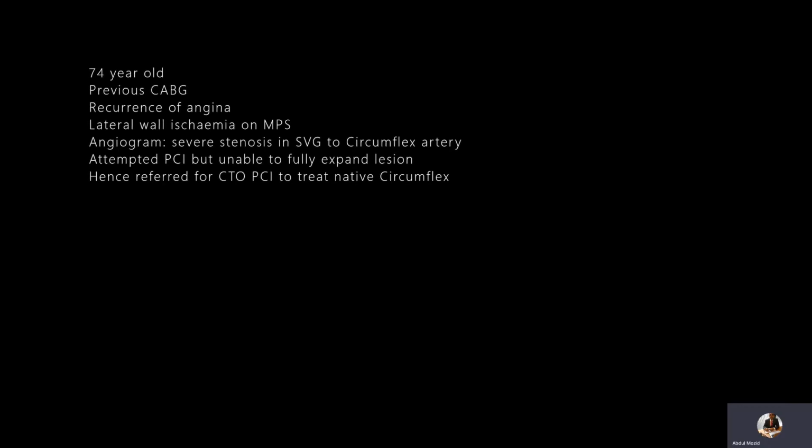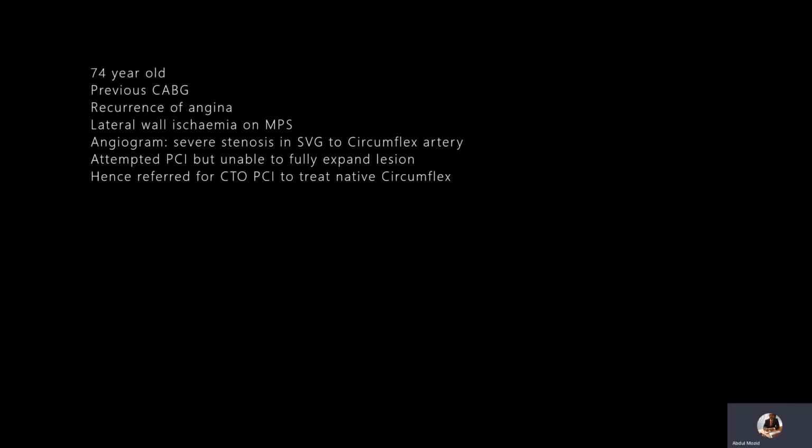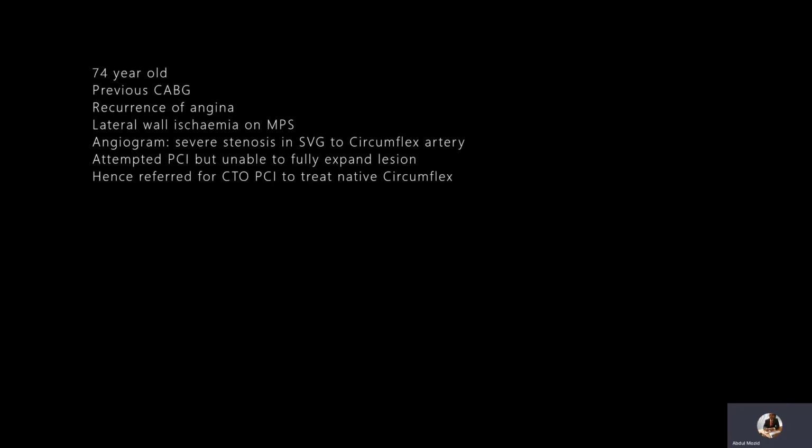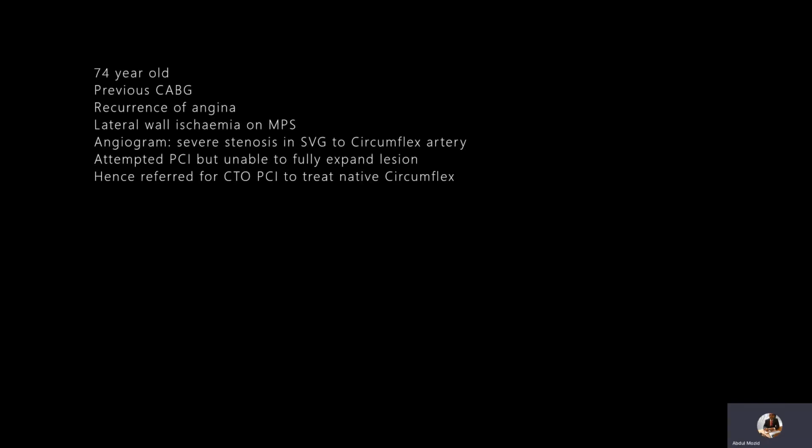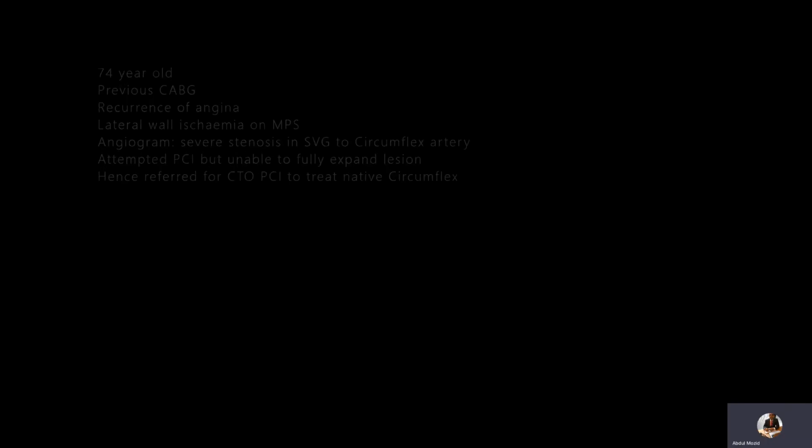His angiogram showed severe stenosis in the vein graft of the circumflex coronary artery. At the District General Hospital, an attempt was made to perform PCI, but they were unable to fully expand the lesion and unable to pass the stent. So he was referred for CTO PCI to treat the native circumflex coronary artery.